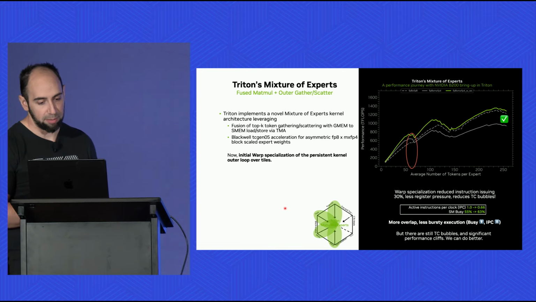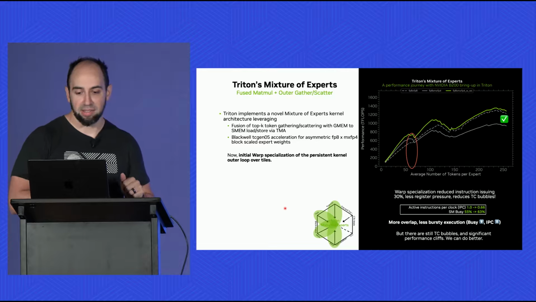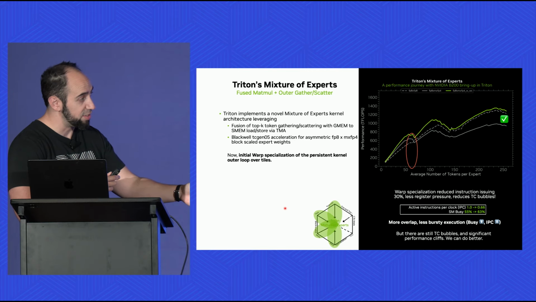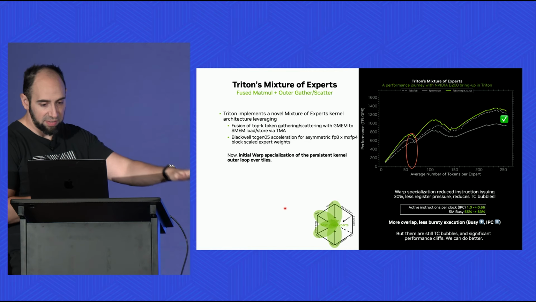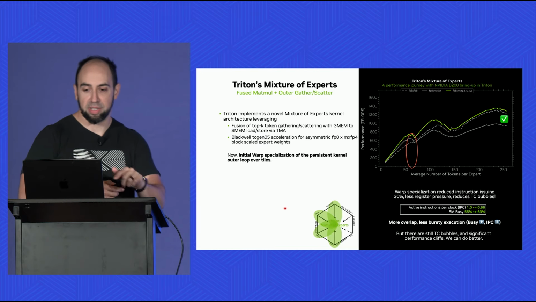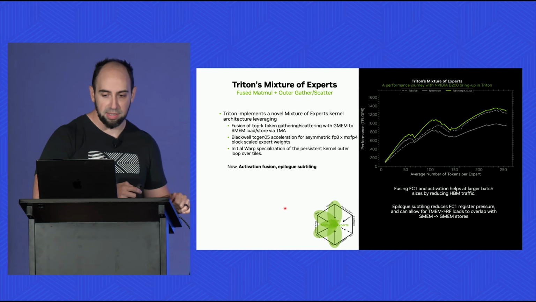So we see more overlap, less bursty, but there are still some bubbles in the Tensor Core. I'm not showing it to you, so you just have to believe me, but there are, and we don't like that. Also, we don't like the performance cliffs, which you kind of see at these powers of 2. So we'll talk about both of those things.